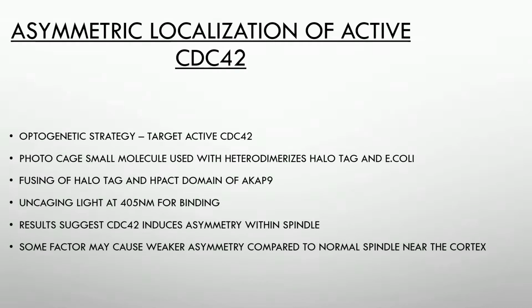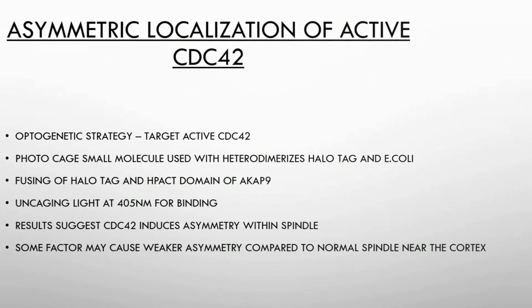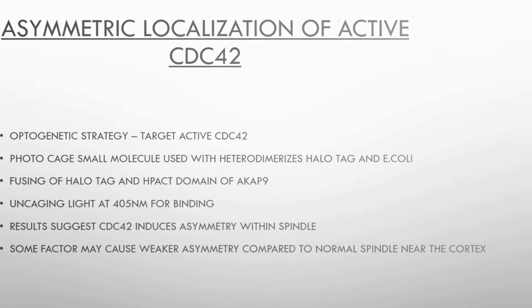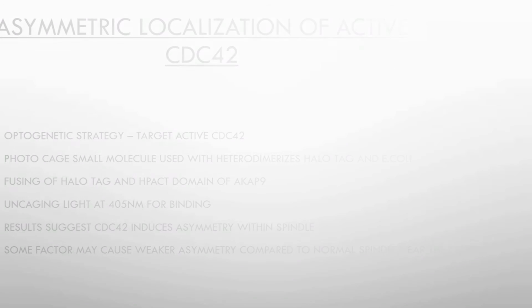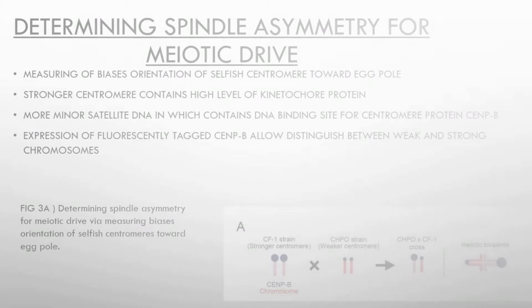Number 4, asymmetric localization of active CDC42 as a mechanism to induce asymmetry. An optogenetic tool was developed to target the active CDC42 to one pole of the spindle. This result suggests that localizing CDC42 activity induces asymmetry within the spindle. Although some factors may cause weaker asymmetry with this approach compared to the asymmetry observed normally in the spindle near the cortex.